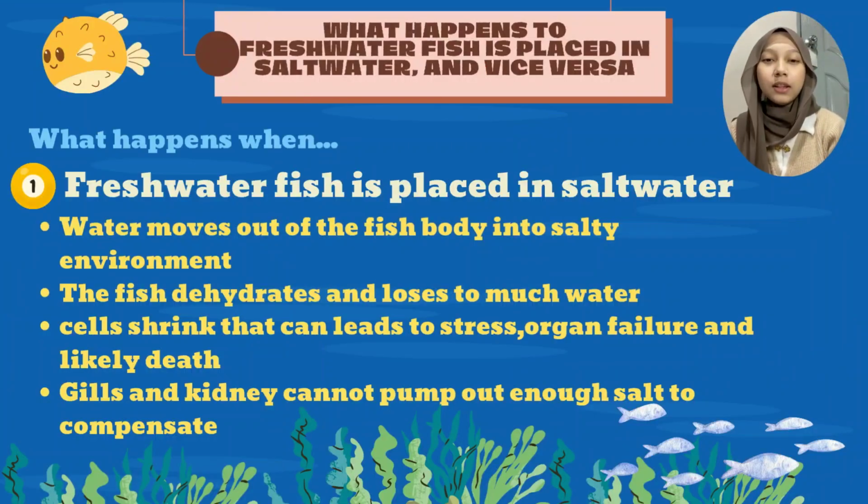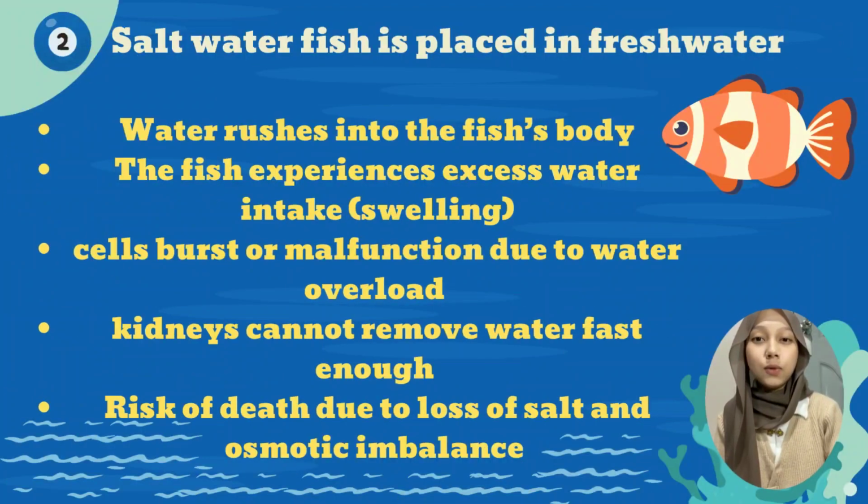Alright, so now let's look at what happens when a fish is placed in the wrong type of water. First, imagine a freshwater fish being put into saltwater. Because saltwater is much saltier than the fish's body, water starts to move out of the fish. This causes the fish to dehydrate, its cells shrink, and its organs become stressed. The gills and kidneys try to fix the problem, but they can't remove enough salt, so the fish will not survive for too long.